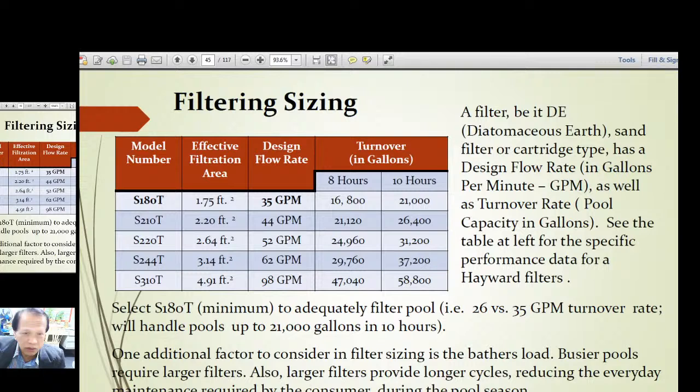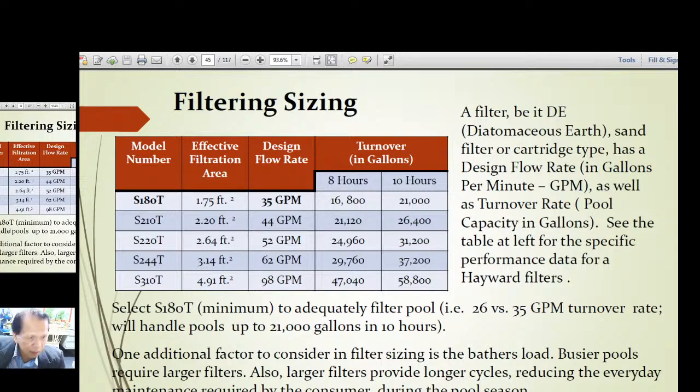Let's see what is being put in here. A filter, be it DE, meaning diatomaceous earth, is a kind of filter. Sand filter or a cartridge type. So there are three types: the diatomaceous, the sand filter, or the cartridge type. It has a design flow rate in gallons per minute, as well as turnover rate, full capacity in gallons. See the table at left for the specific performance data for Hayward filters.